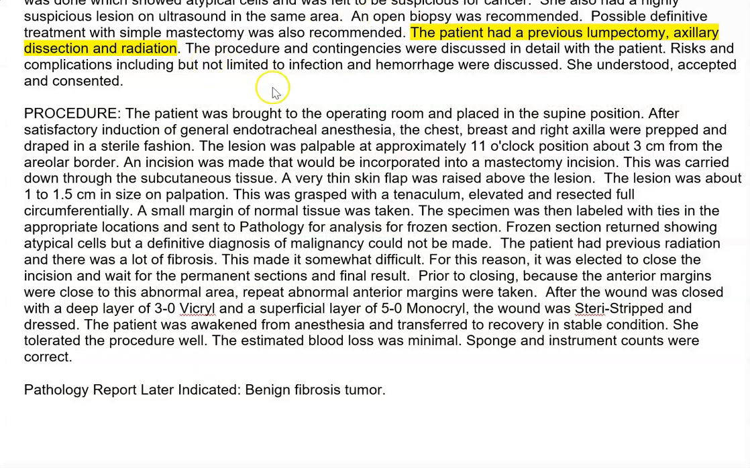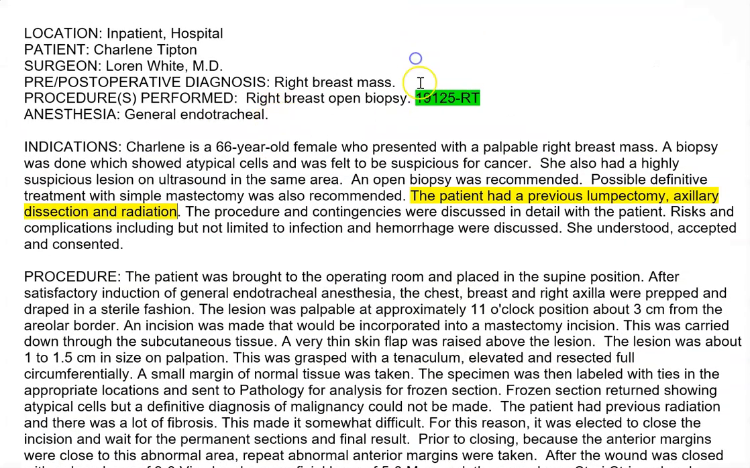All right, so final codes for this patient. Our first listed code, which supports our CPT, N60.31, a personal history of a malignant neoplasm of the breast, Z85.3, and then personal history of radiation therapy, Z92.3.